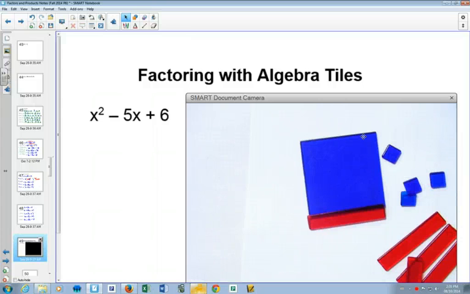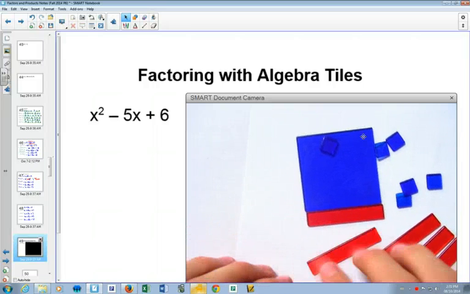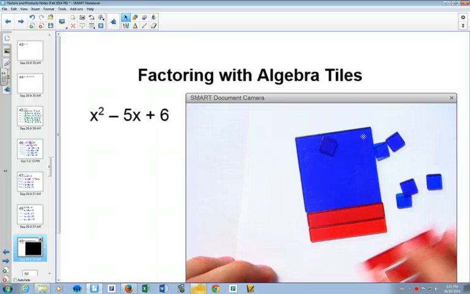1, 2, 3, 4, 5, 6. Here, I'll move out of your way. Okay, he needs to make a rectangle in order to factor this. While he's making that rectangle, you can factor it the old way if you like. See how long it takes you.